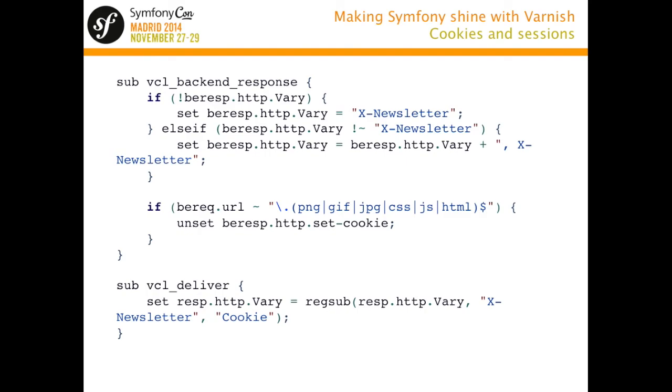So what we do is we convert this header to a header that outside caches can know. So we say, in fact, XNewsLetter is just a special case for the cookie header. So we are pretending we are varying on the cookie header, and we send that back to any outside cache that might be out there. This is a bit complicated, but once you start working with Varnish, you get the hang of it.